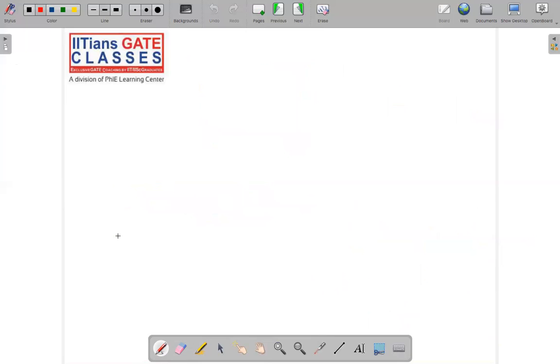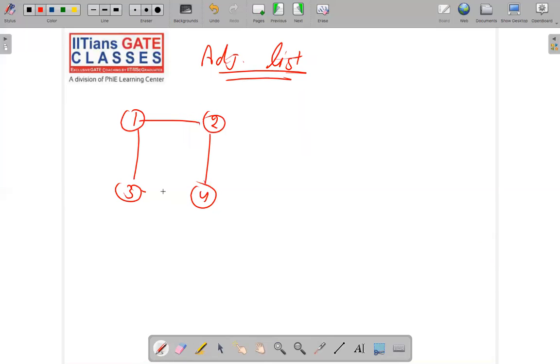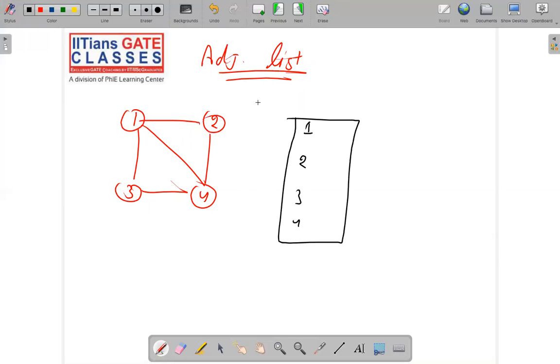There's one more representation, which is called adjacency list. Let's consider a graph 1, 2, 3, 4. Let's try to write down the representation. We will create a list with the numbers 1, 2, 3, and 4. So this is an array or list, an array with all the nodes.